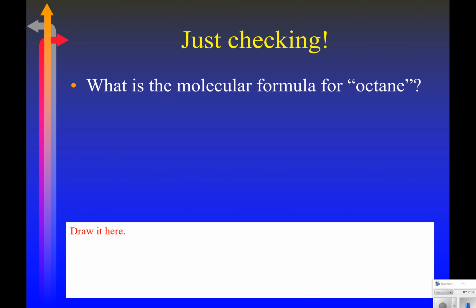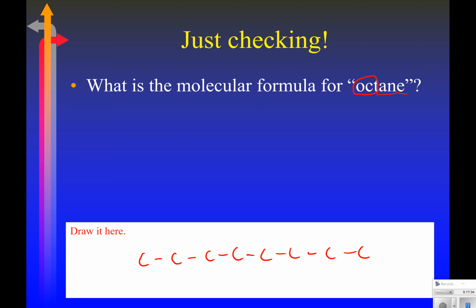So let's try this. What's the molecular formula for octane? Now we'll first identify, when we look at this word, the name. It ends in ane, so it's an alkane. And the prefix is oct, which means it's going to contain 8 carbon atoms. Now you can feel free to pause this video at any point and try these and check your work.